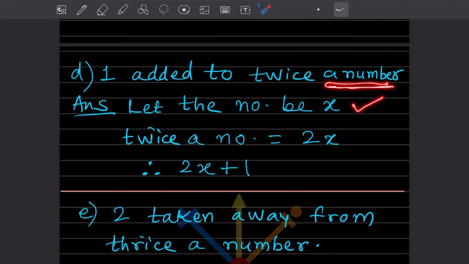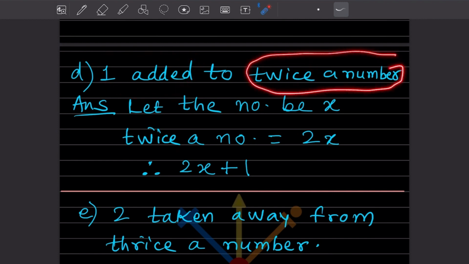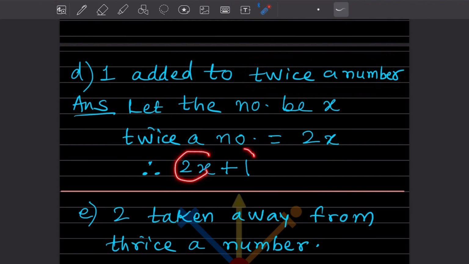So what will I say? Let the number be x. Okay, and then twice a number is going to be, because we consider the number as x, 2x. So what does this 2x say? That there is a multiplication sign in between, but usually we don't write that multiplication sign. 2x means it is understood there is multiplication in between. Twice means you have to multiply. Now 1 is added to it, means it is added to what we thought of as twice a number. So we are going to write here 2x plus 1.